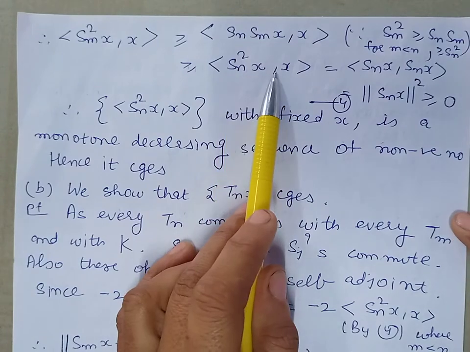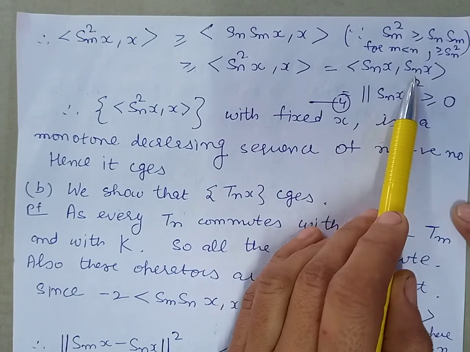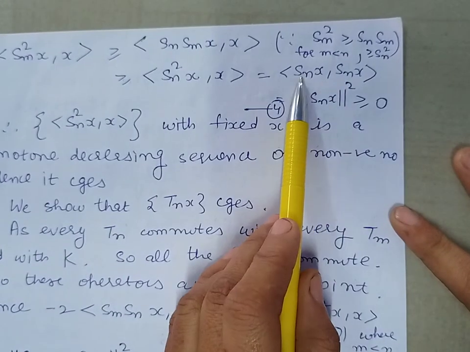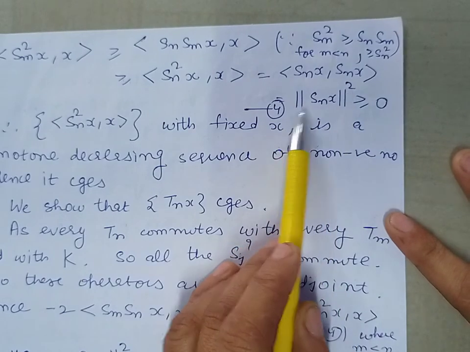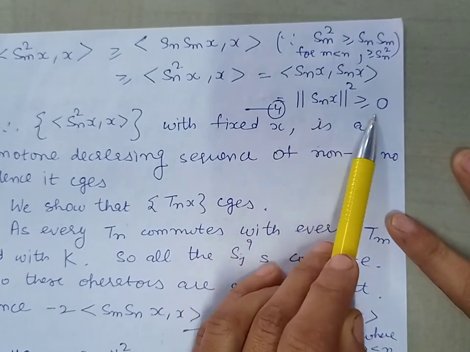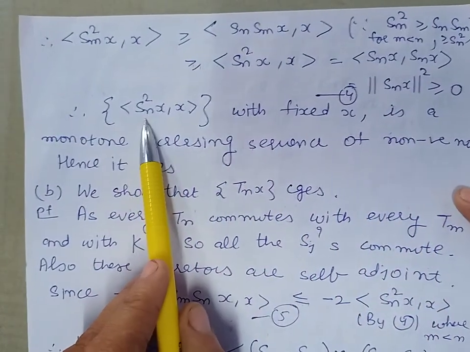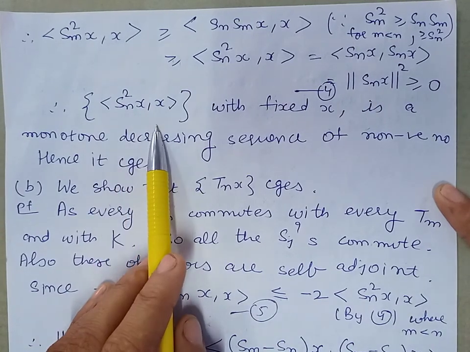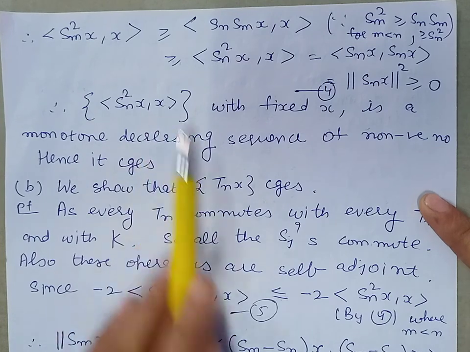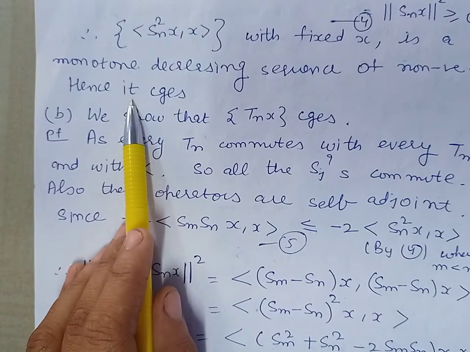Now this can further be written as inner product of Snx with itself, and by definition inner product of Snx with itself will become the square of norm of Snx, and this is a non-negative quantity. So we have proved that this sequence with fixed x is a monotonically decreasing sequence of non-negative numbers, and so this sequence converges. Now this completes the first part of the theorem.